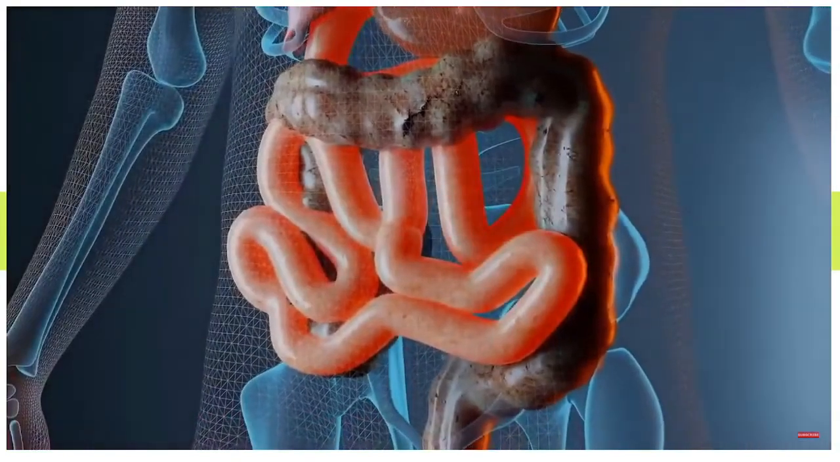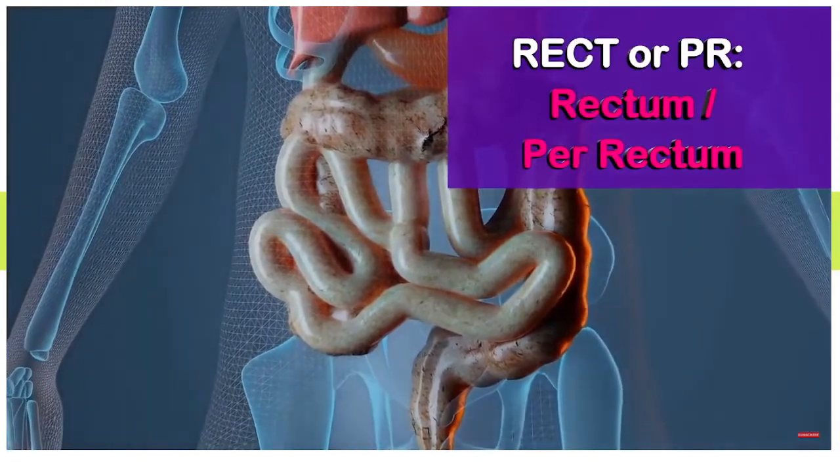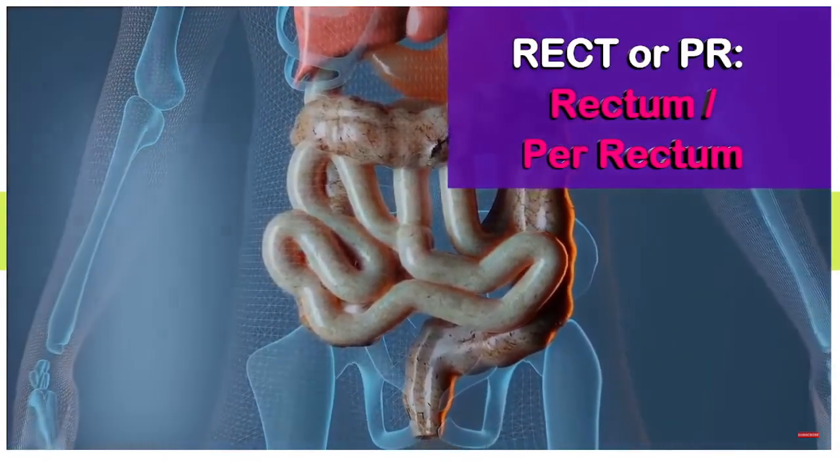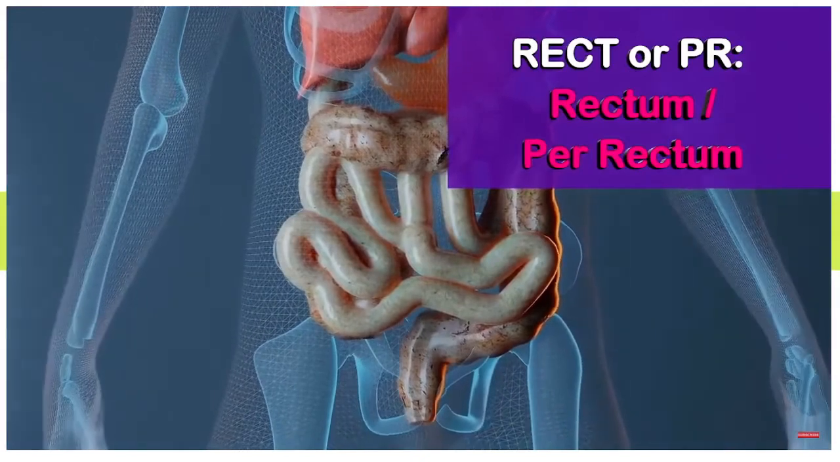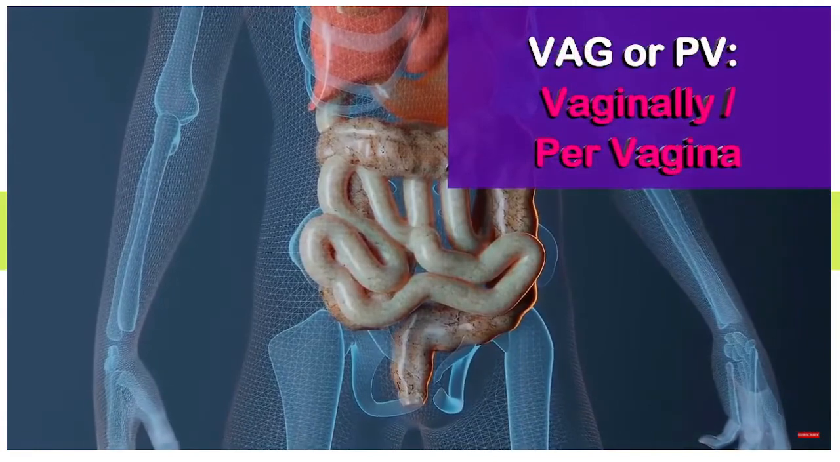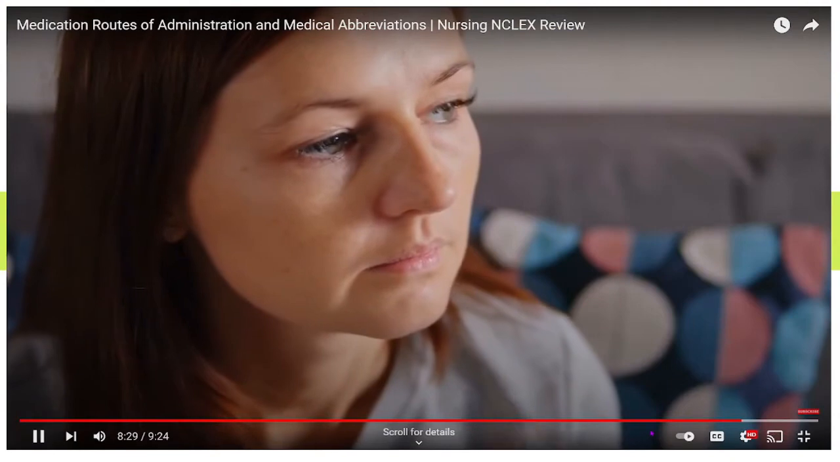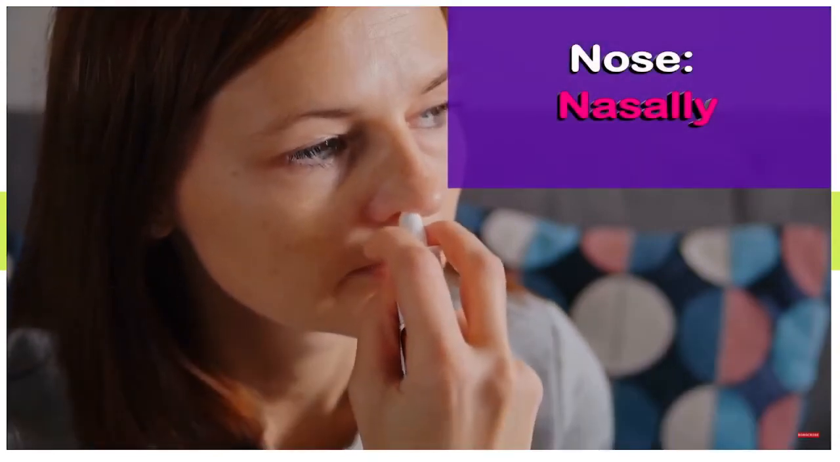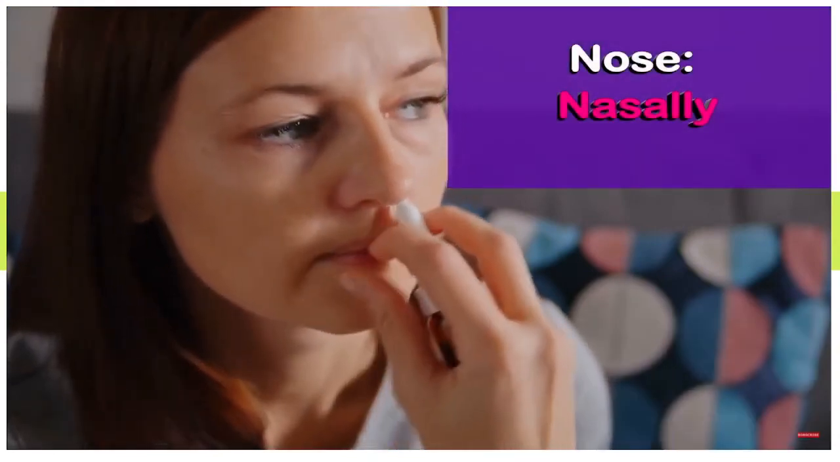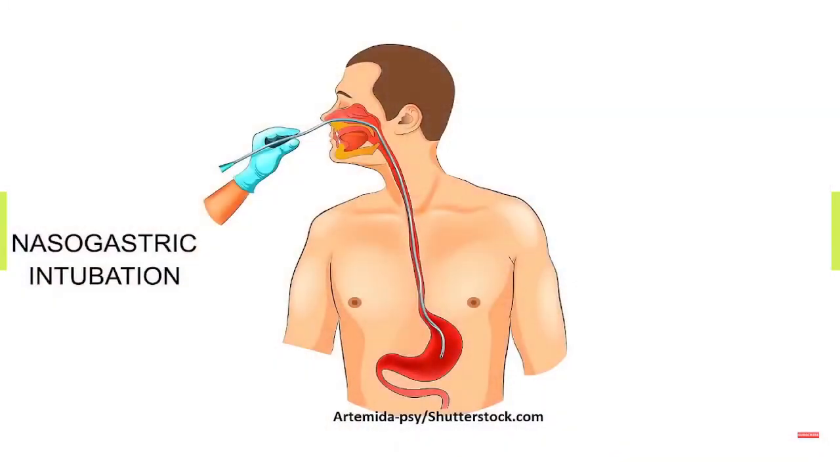Medications can also be given through the rectum, and you can see this abbreviated RECT or PR. PR stands for per rectum. In addition, medications can be ordered vaginally. So you may see this abbreviated VAG or PV, and PV stands for per vagina. Medications can also be instilled in the nose, so nasally. So the patient can have some type of medication ordered nasally where you would just squirt the prescribed amount in each nostril.